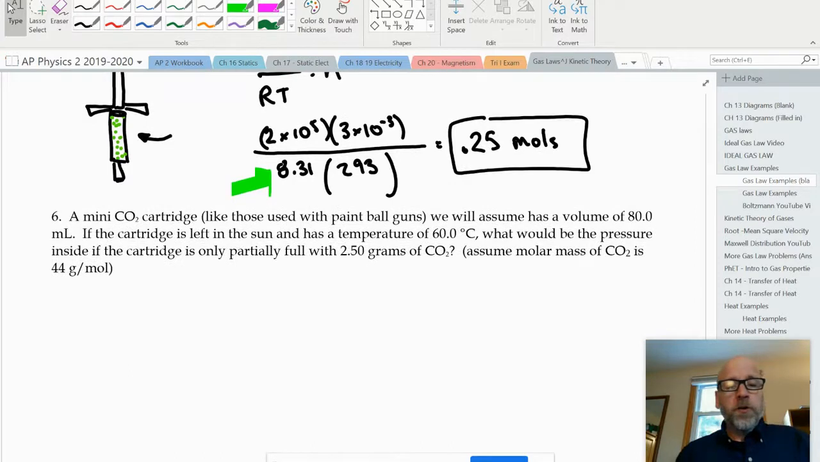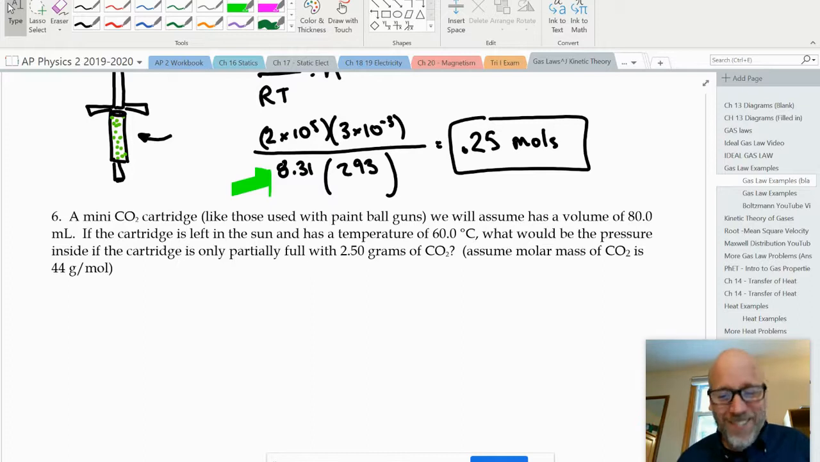A mini CO2 cartridge, like those ones that you use with paintball guns. They're about yay big. We will assume has a volume of 80 milliliters. If the cartridge is left in the sun and has a temperature of 20 degrees Celsius, what would be the pressure inside if the cartridge is only partially full with 2.5 grams of carbon dioxide?